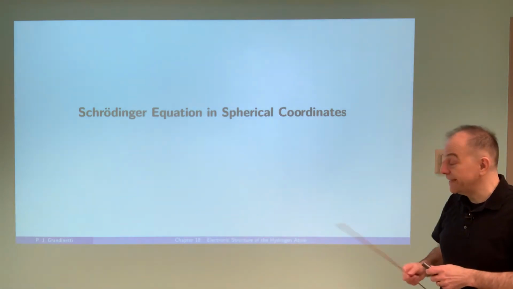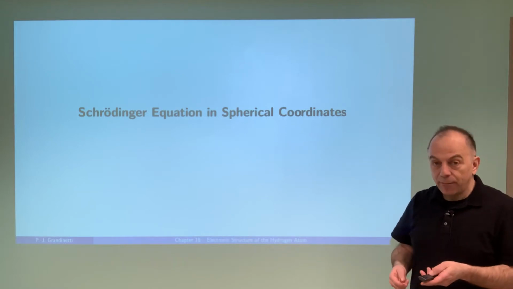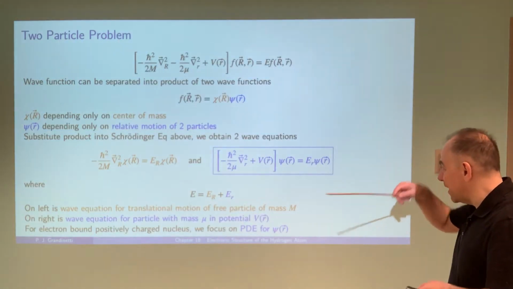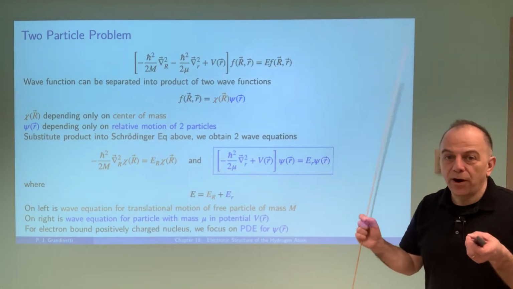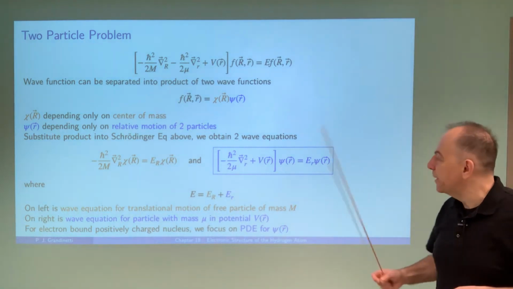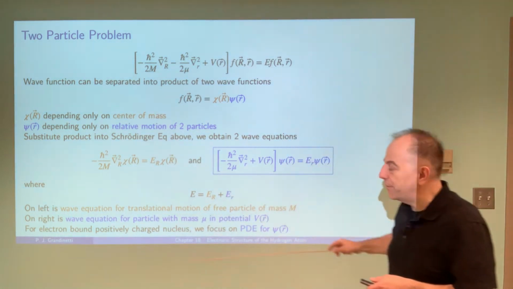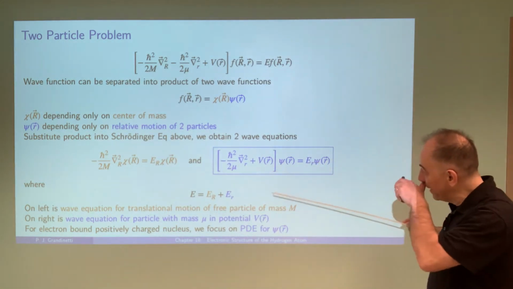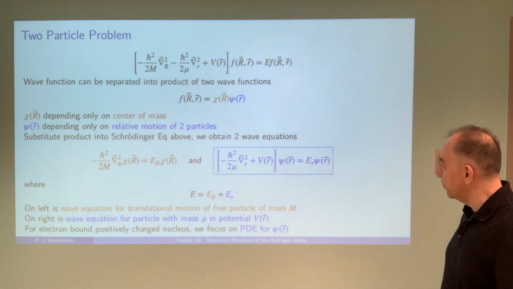In this video, we're going to continue Chapter 18 on the electronic structure of the hydrogen atom. And we're going to pick up where we were last time, where we had taken the problem of two particles, the electron and the proton, the hydrogen atom, and separated it into the wave equation for the center of mass and the wave equation for the relative motion of the electron relative to the nucleus.